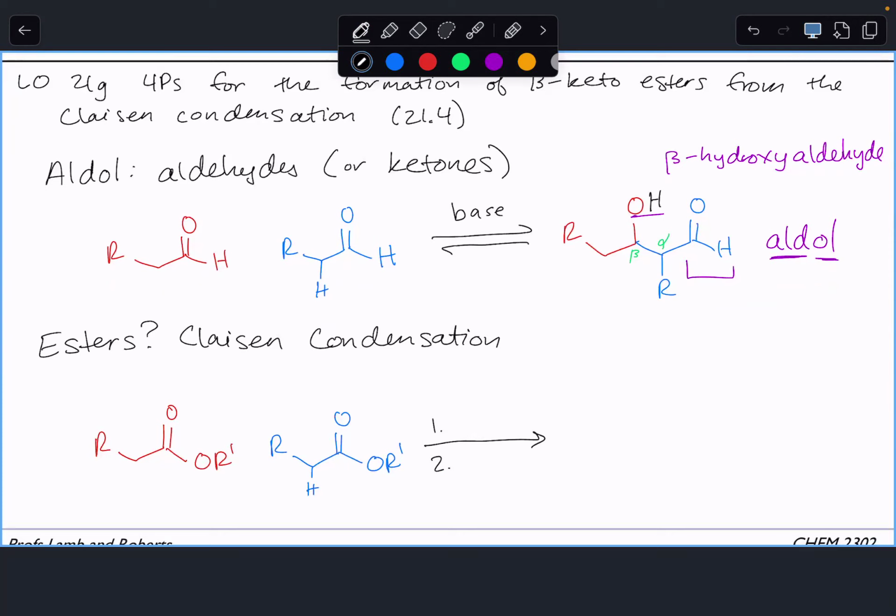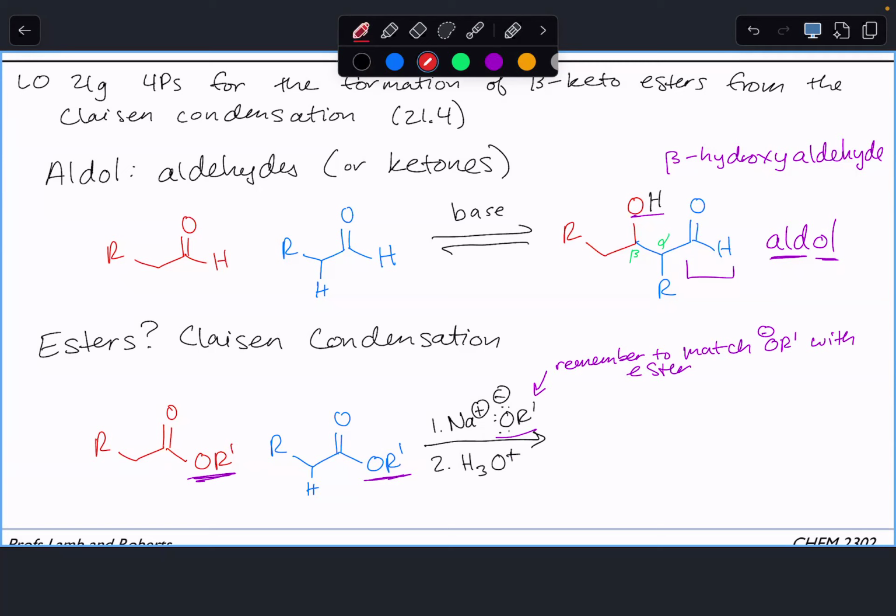And remember, when using a base with esters, you need to match the base to your ester. So remember to match OR prime with our ester, right? We want this OR prime to be the same as this OR prime, which is the same as this OR prime. Okay, so that's to avoid saponification. And then we have a second workup step. It's just the acid workup.